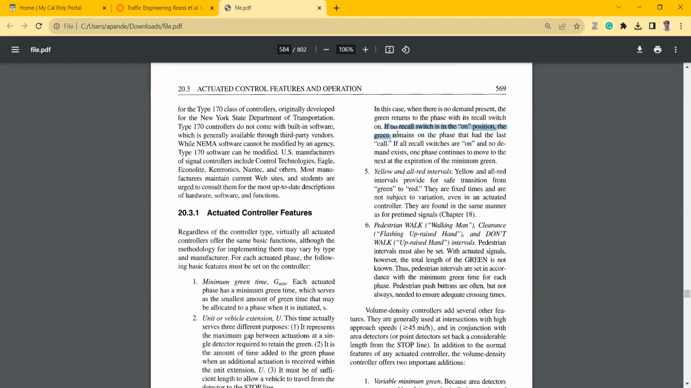Okay, if no recall switch is on position, then basically it remains where the last call was. So for example, you might have two major intersections, right? So then all of the recall switches might be off position, and then wherever the last demand comes in, it remains green on that until a competing demand comes in from the other side.